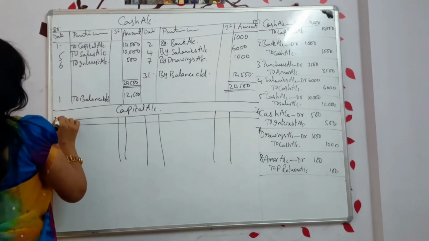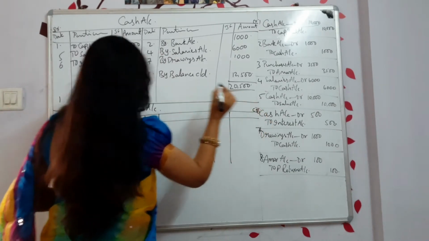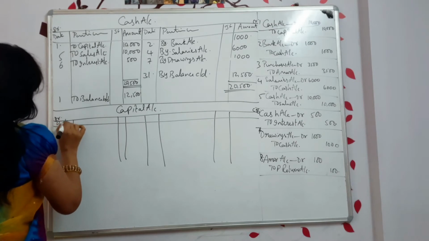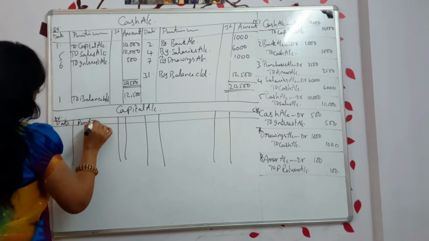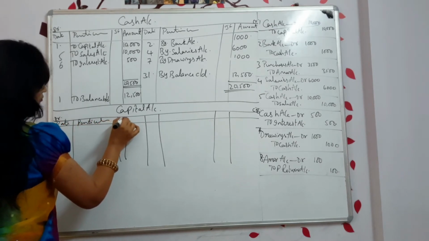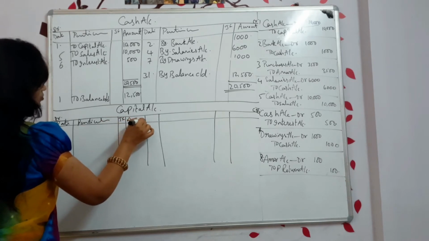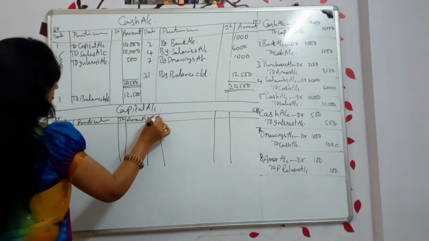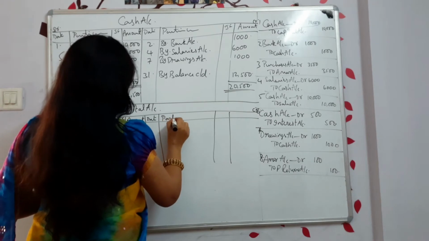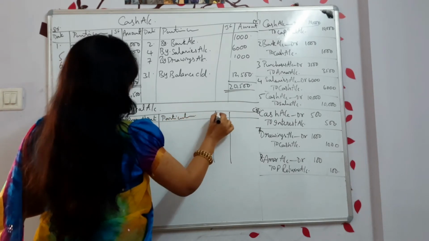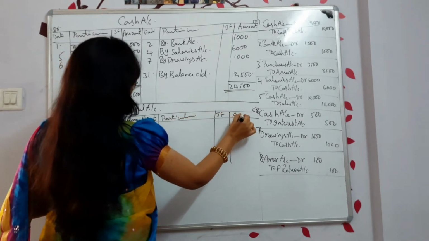First debit and credit, date, particulars, journal folio, amount, date, particulars, journal folio and amount.